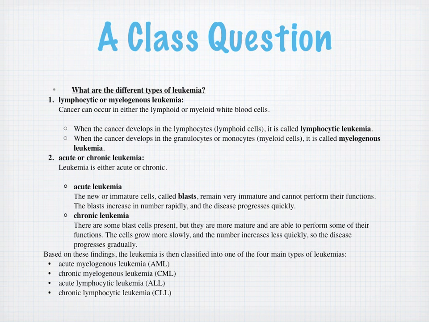In the acute and chronic leukemia, well, acute leukemia is new or immature cells. In chronic leukemia, there aren't too many blasts. They're more mature and able to perform some of their functions. So those cells grow more slowly, the chronic side, and the number increases less quickly. So the disease on the chronic side progresses gradually, as opposed to the acute side, where the disease progresses quickly. So based on this classification, we see 4 dominant types of leukemia: the AML, the CML, that's acute and chronic myelogenous, and the ALL and CLL, which is acute and chronic lymphocytic.